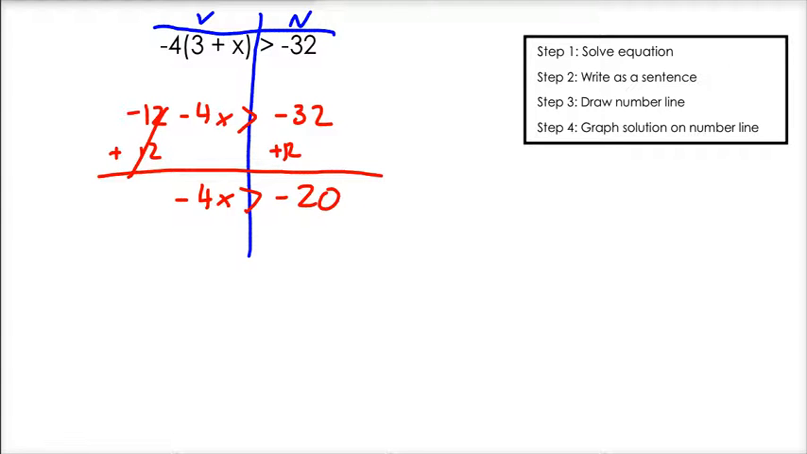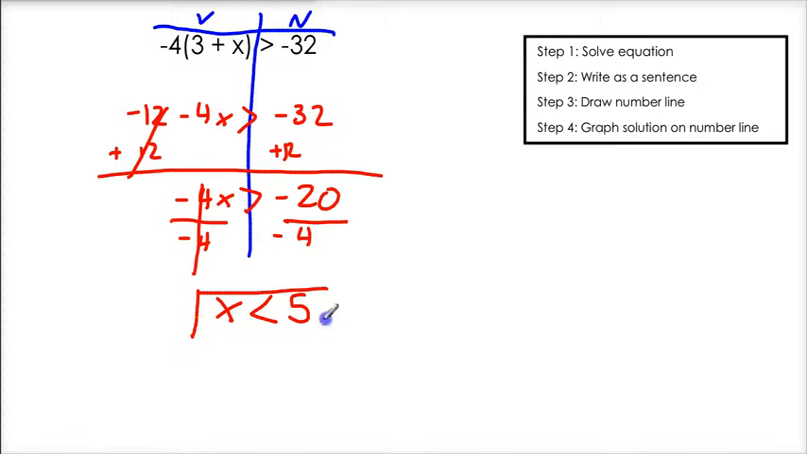Final step, and I want you to pay really close attention here. Right now you should be dividing by -4, which we will do. When you divide by a negative, you switch the direction of your inequality. Don't forget that. That's the biggest thing here. So you divide by -4, you get x is less than, and -20 divided by -4 is 5. That's the key step here, okay?